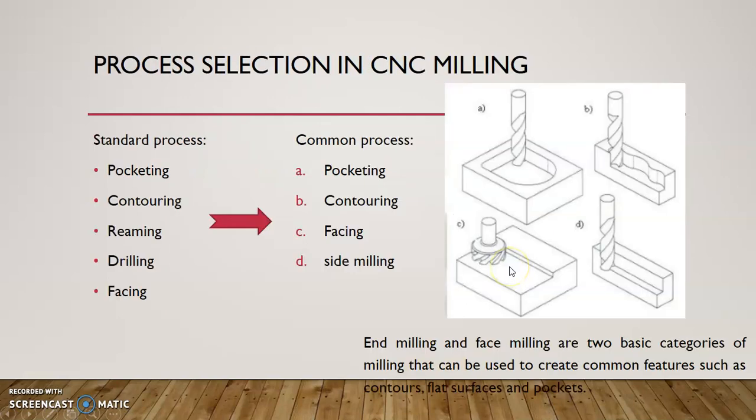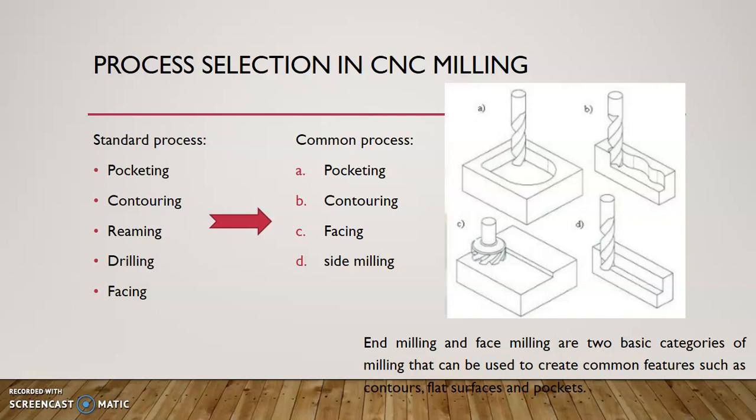Okay, so next, process selection in CNC milling. When we talk about cutting tools, of course each cutting tool has capabilities that enable a cutting process in CNC milling operation. Alright, so as usual, the standard processes that we have in CNC milling are five types: the first one is pocketing, then contouring, reaming, drilling, and facing. So these are the common standard processes that we have in CNC milling.